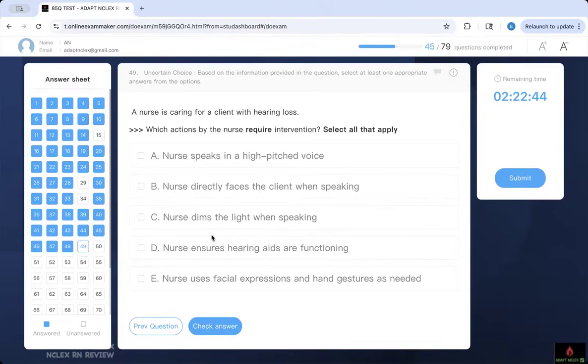The nurse dims the light when speaking. They cannot look at your mouth when the light is gone. The nurse ensures hearing aids are functioning. You're making sure the supporting device is helping them. The nurse uses facial expressions and hand gestures as needed. Like I said, their vision is now more developed. You see the way I tackle the question?